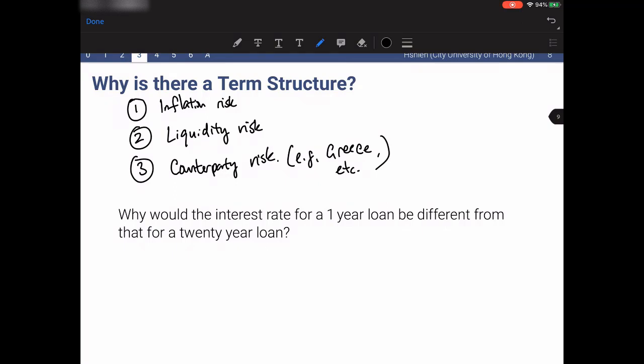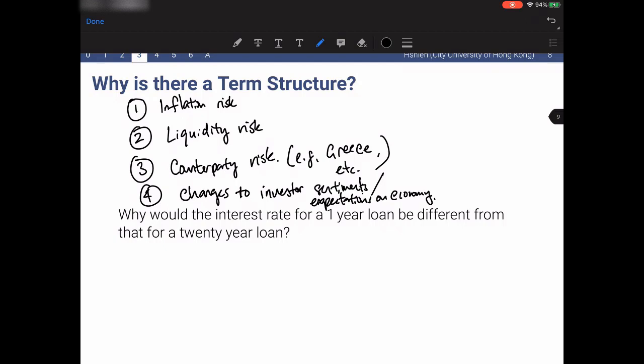All right, number 4, we can also have changes in investor sentiments and expectations about the economy. Changes to investor sentiments, expectations on economy.